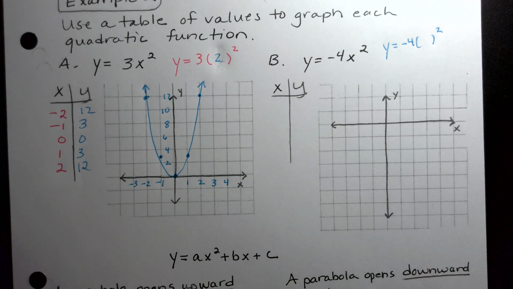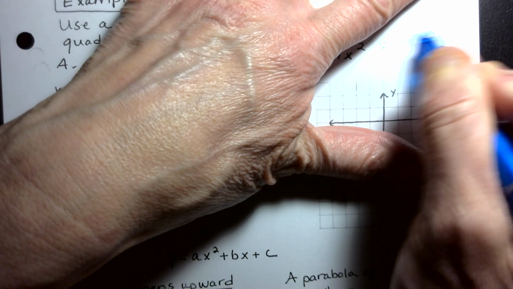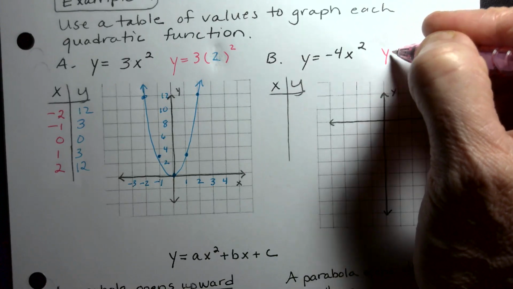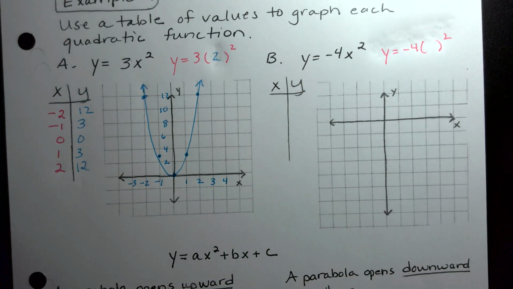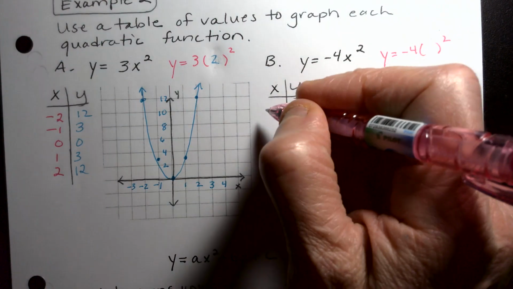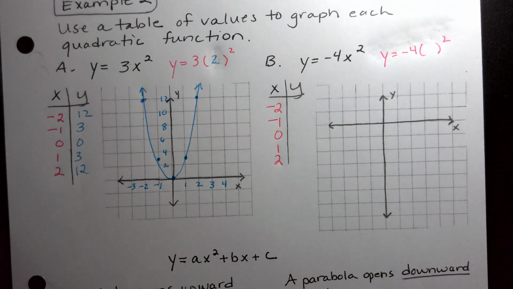Set it up there. Actually, all right, let's use this again. What did we say to use? Negative 2, negative 1, 0, 1, and 2. Let's put them in there.